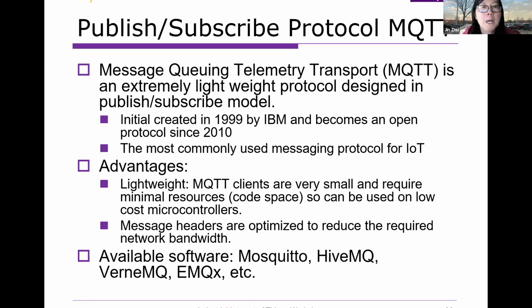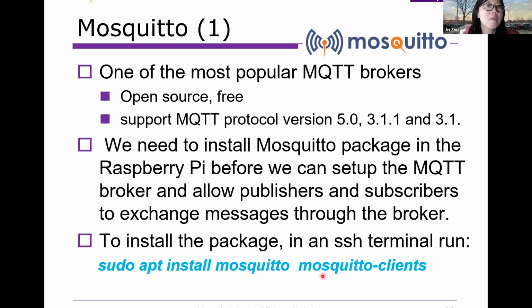We are going to use one of them, called Mosquitto. The good thing about Mosquitto is that it is open source and totally free. You can download it online. It supports iOS, Windows and also Linux. So we're going to set up a Mosquitto broker on the Raspberry Pi.